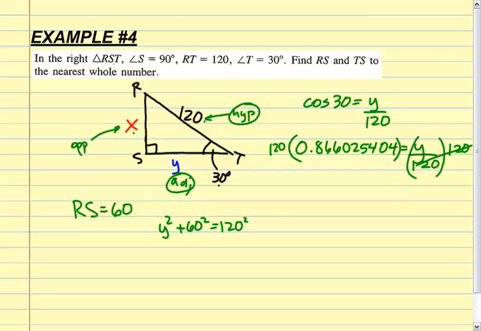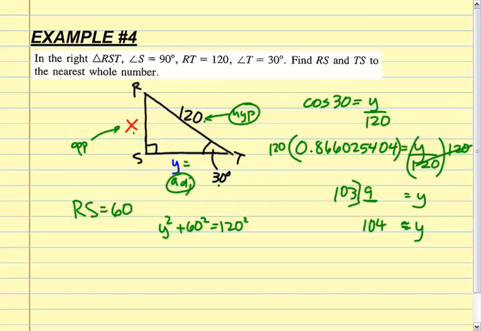The 120s cancel, and I'm left with y is equal to 0.86 times 120, 103.9. It didn't say to the nearest whole number. Okay, I'm sorry, it does say to the nearest whole number. So when I look at that, the number behind it, that's going to give us y is approximately 104.